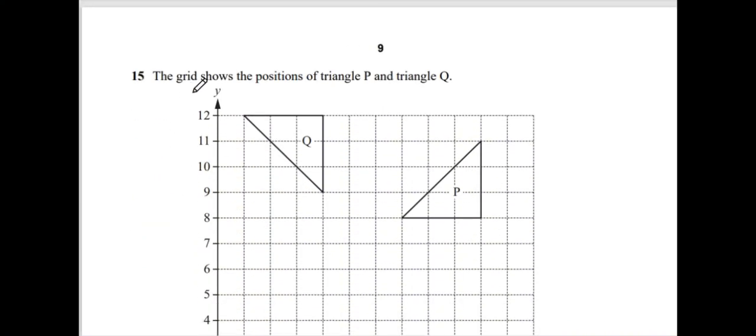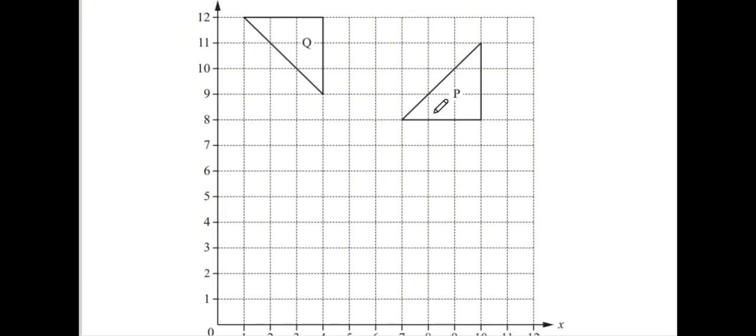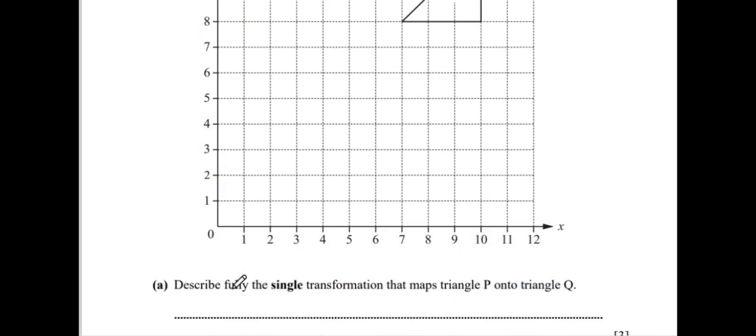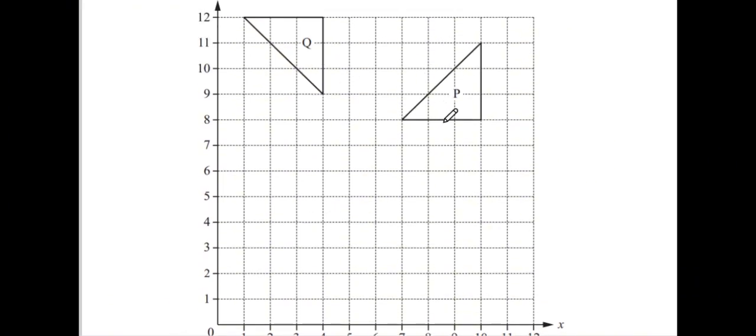They say that the grid shows the position of triangle P and triangle Q. So we have P, we have Q. They're asking us to describe fully the single transformation that maps triangle P onto triangle Q. If you look at this, from triangle P to triangle Q, this is a rotation, a rotation of 90 degrees anti-clockwise. So we can make note of that: rotation, 90 degrees anti-clockwise, or you can say counterclockwise, whichever one you decide to use.